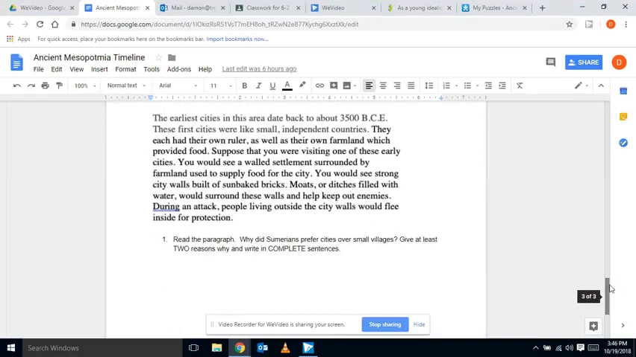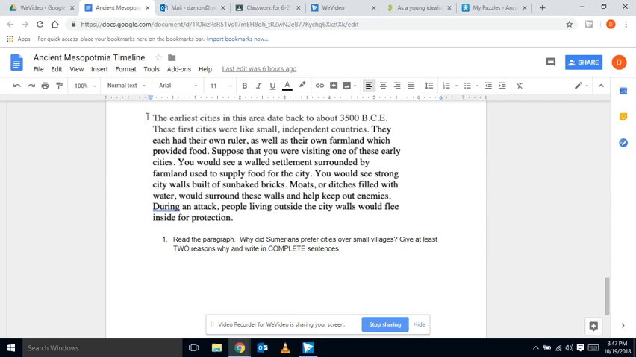Then what I do is I see that there's a paragraph. So I know that because the timelines came first, this reading will be about everything that I saw in the timeline. So in order to answer this question, I need to look at the paragraph and read it. The earliest cities in this area date back to 3500 BCE. These first cities were like small independent countries. They each had their own ruler as well as their own farmland, which provided food.